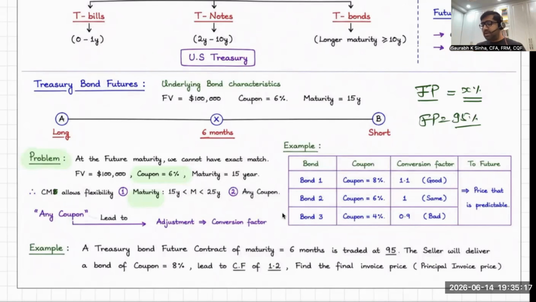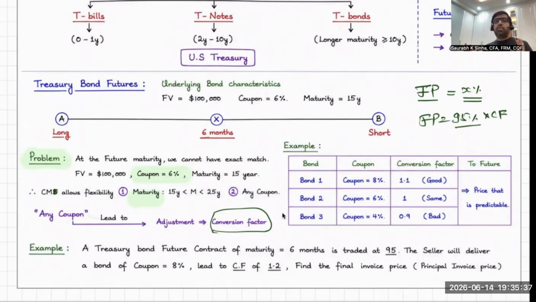That adjustment is called the conversion factor. If the seller is going to give me a good bond, I will increase the price with this conversion factor. If the seller is going to give me a bad bond, I'll decrease the price with the conversion factor. But what is that based on? How do CME or CBOT decide that?